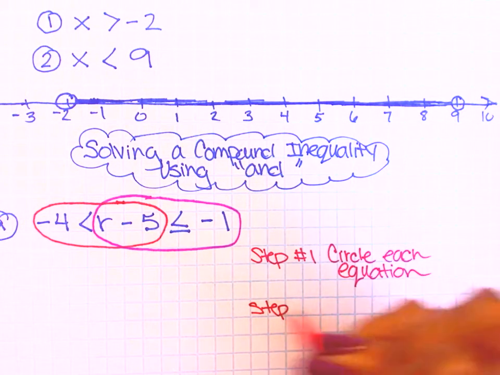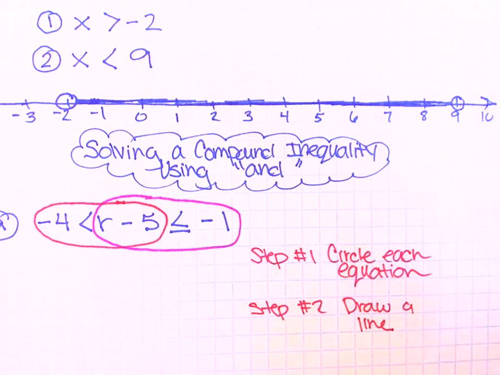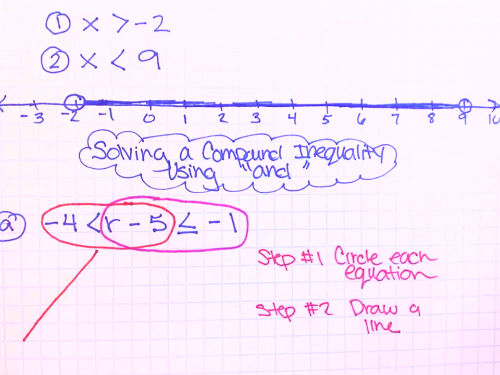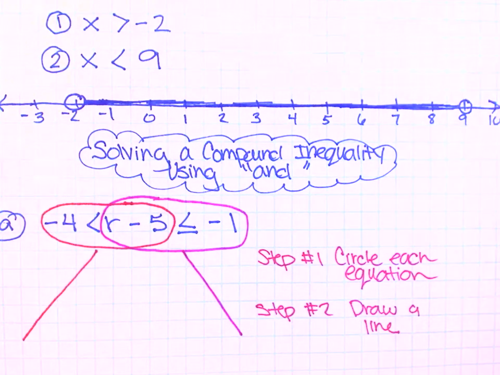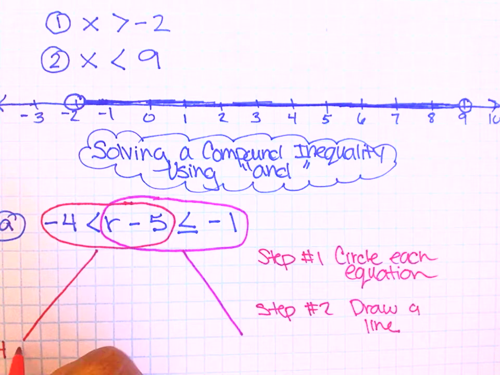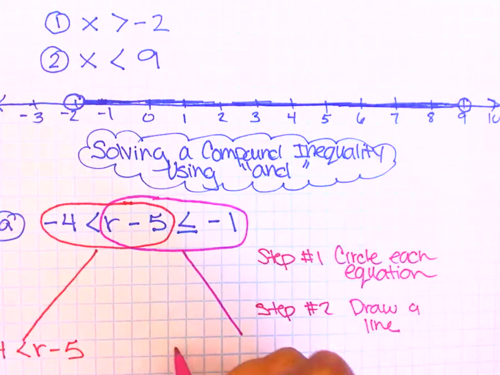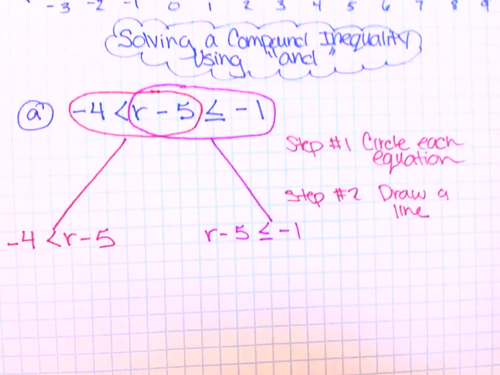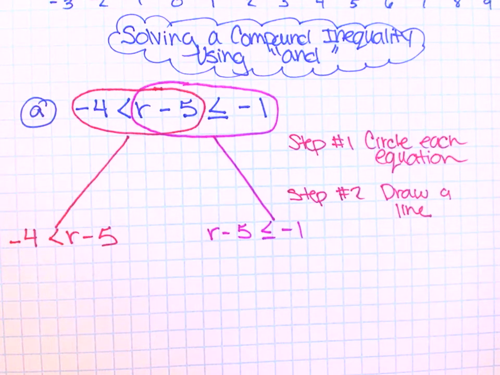Step 2 is going to be to draw a line, and I'll show you what that means. So I know that this equation right here, I'm going to put over here, and this equation over here, I'm going to write over here, so I have them separately. So over here I have negative 4 is less than r minus 5. And over here I have r minus 5 is less than or equal to negative 1. So I circled each one and drew a line so that they're separate. So I know there's two separate equations.